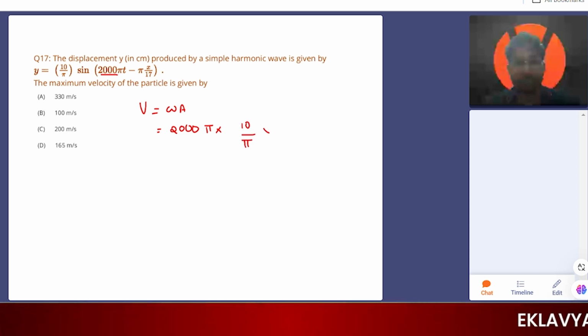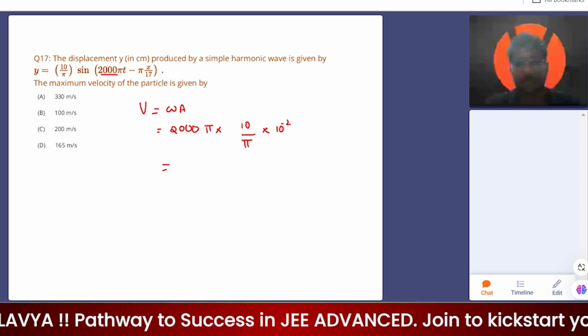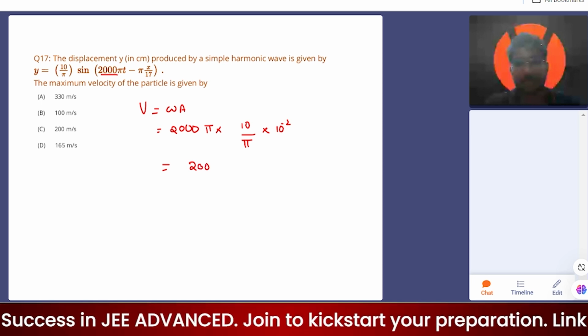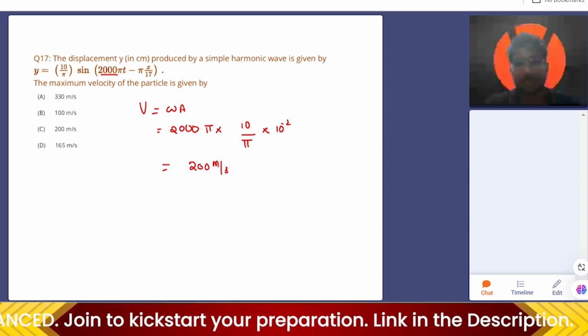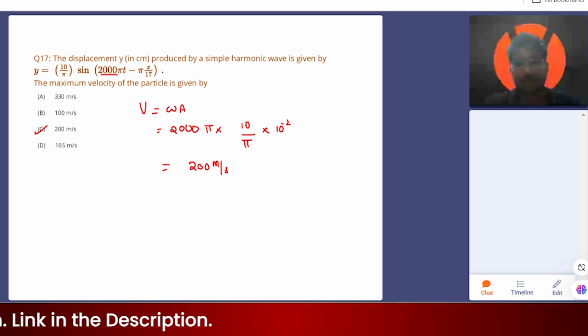Please look at the units. They are in centimeters. So into 10 to the power minus 2. So that shall give us, there are 4 zeros and this will be 2 zeros. Balance 200 meter per second. That will be option C.